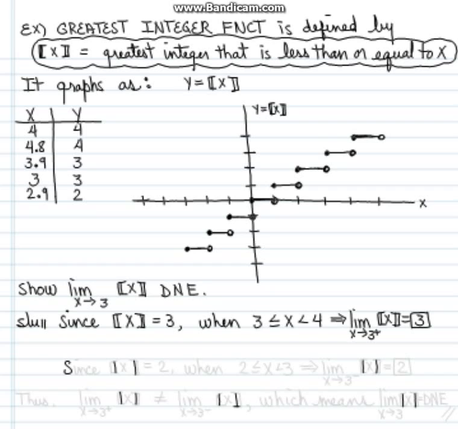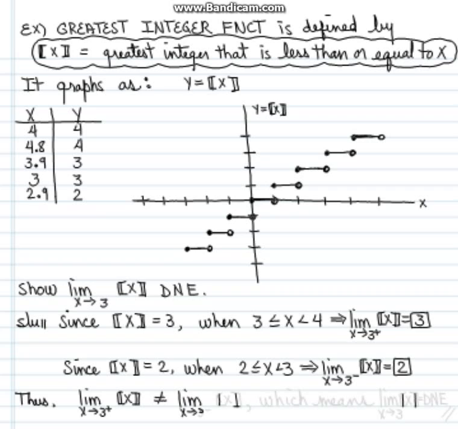Similarly, since the greatest integer of x being equal to 2 happens when 2 is less than or equal to x, is less than 3, that implies the limit as x approaches 3 from the negative side of the greatest integer of x is equal to 2. And at this point, we can see that the limit as x approaches 3 from the positive side is not equal to the limit as x approaches 3 from the negative side. One is equal to 3 while the other is equal to 2, and that means that the limit itself is not going to exist.